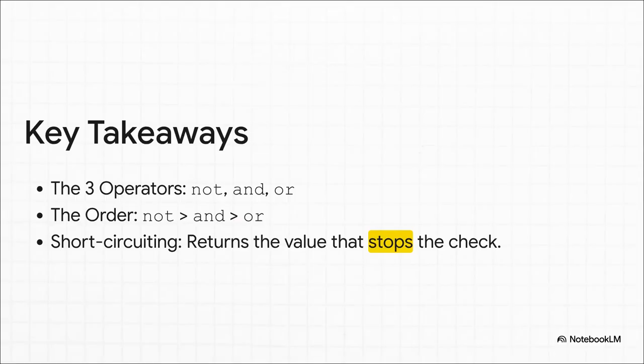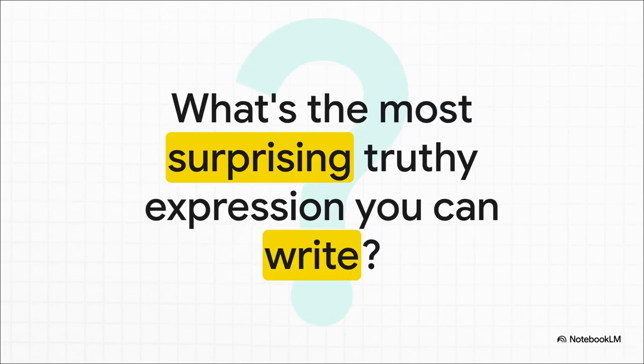So if you're going to remember anything, remember this. There are 3 operators: not, and, or. There's a strict order: not first, then and, then or. And the secret rule that ties it all together is short-circuiting. And hunts for the first falsy value and returns it, or hunts for the first truthy value and returns it. That's the whole game right there. So now you have the decoder ring. You can look at these expressions and think just like Python does.